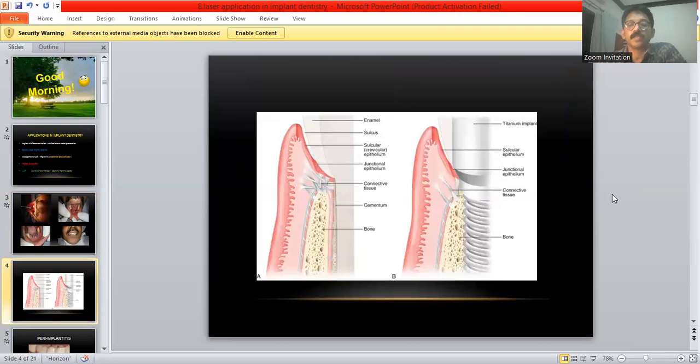As you all know, the implant soft tissue junction is different from the implant tooth junction. So there won't be much resistance which can be given by the junctional epithelium, which is protecting in terms of implant soft tissue junction, whereas the soft tissue and tooth junction, which is protected by connective tissue, has much better resistance against the intrusion of pathogens.